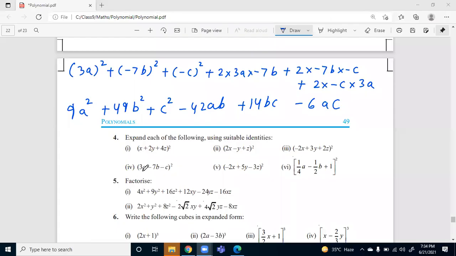So this is how we need to do. Square all the three terms, then multiply the two terms with each other and with 2. So keep on doing. You will be getting, in all, 6 terms.